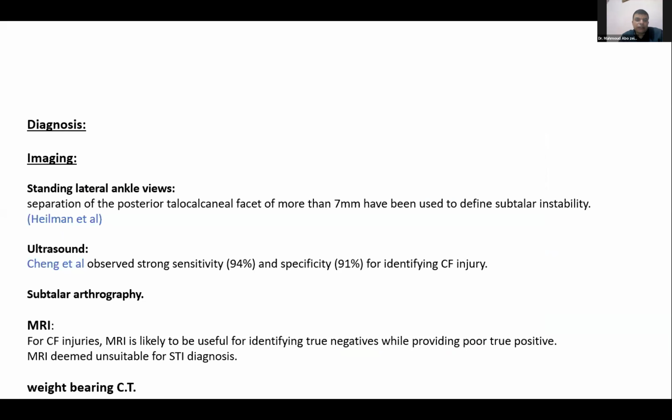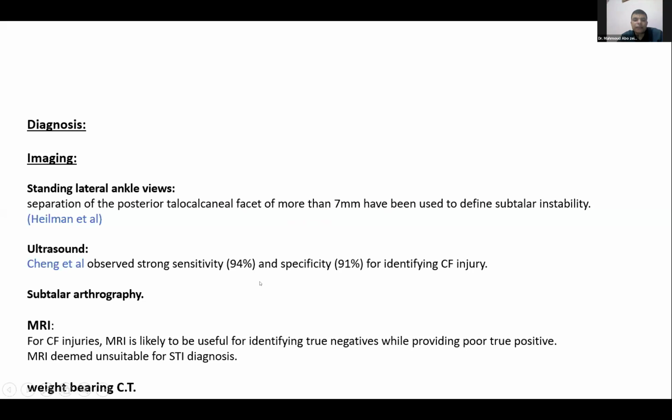So how can I diagnose this case? Most importantly, you should do standing lateral ankle views. A separation of the posterior talocalcaneal facet of more than 7 millimeters has been used to define subtalar instability. This is a golden rule, and it is very important to look for. Secondly, the ultrasound. Ultrasound has a sensitivity of about 94% and a specificity reaching 91% for identifying the calcaneofibular ligament.